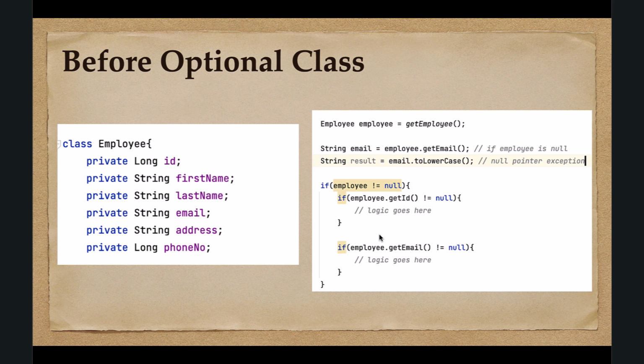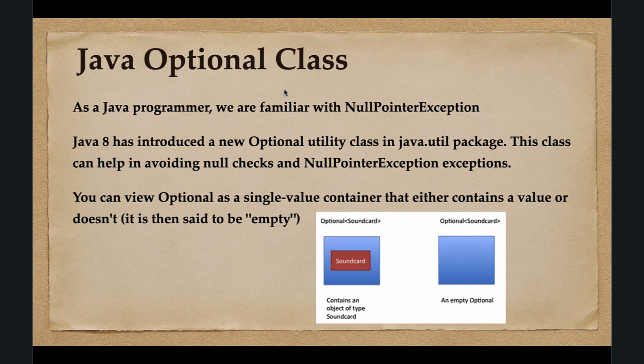What if we have a requirement to add a null check for other fields? We would need to write a lot of null checks over here. Adding this kind of null checks is not a good practice, isn't it? So we have to provide some solution for this. That is where the Optional class was introduced. The Optional class helps us avoid writing null checks, and it also avoids producing the null pointer exception. Now let's see what the Optional class is.